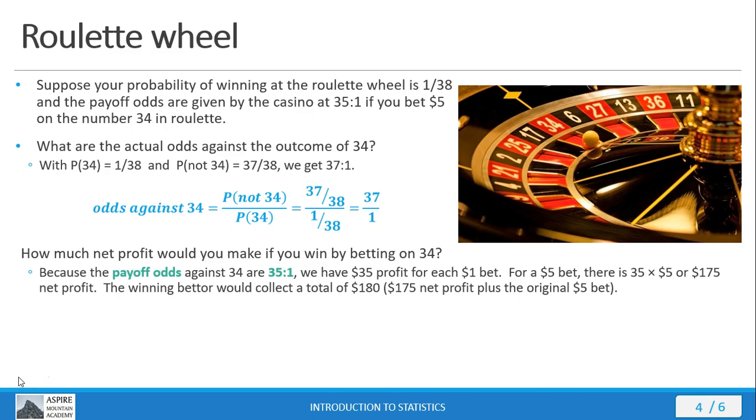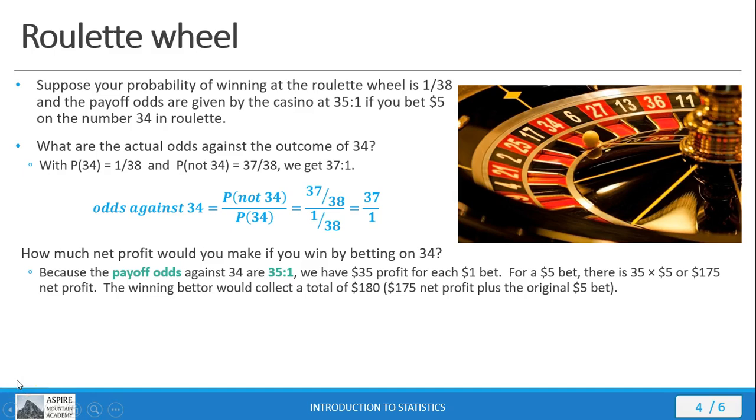So if we have $35 profit for each dollar bet, and we bet $5, we just take 35 divided by 1. That's the ratio that we see here, 35 to 1. So 35 divided by 1 is 35. We're going to multiply that by the $5. That gives us 175 net profit.